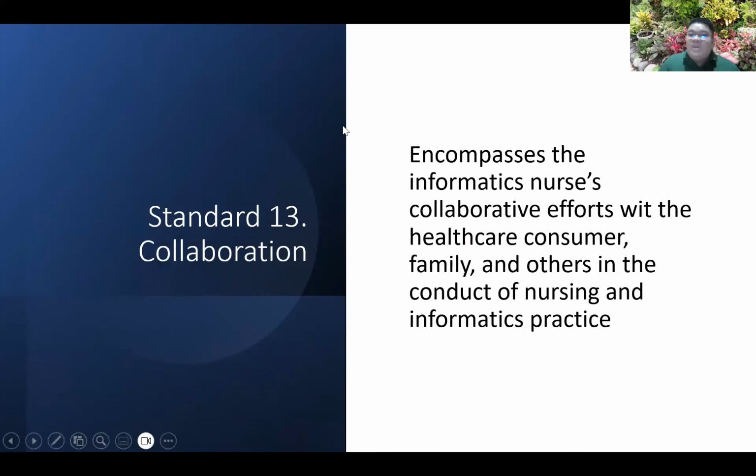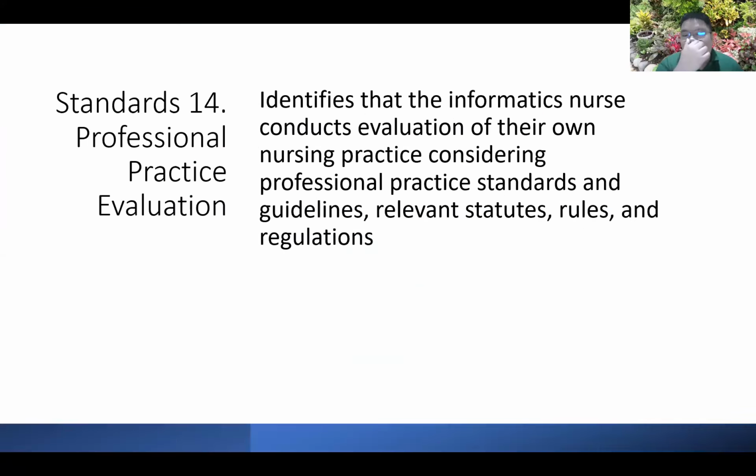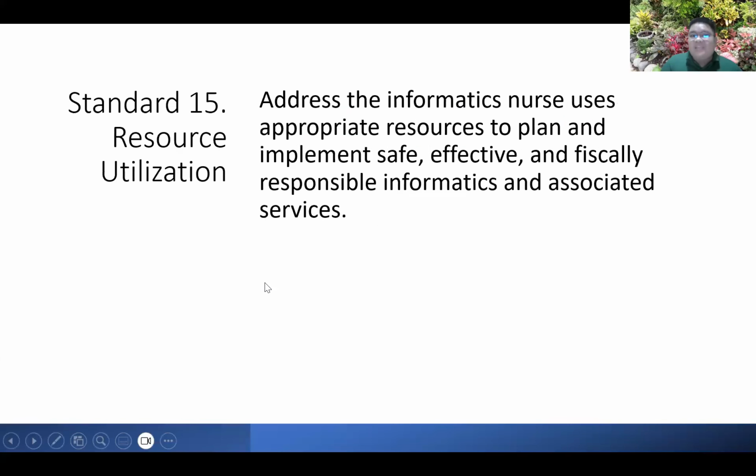In standard 13, collaboration, that would mean, class, that the nurse would need to have collaborative effort with the healthcare consumers, families, and others in the conduct of nursing and informatics practice. In standard 14, professional practice evaluation, that would mean that the IN should be able to conduct evaluation of their own nursing practice and guidelines, relevant statutes, rules, and regulations. So dapat tayong mga nurses aware din sa practice na gagawin natin.